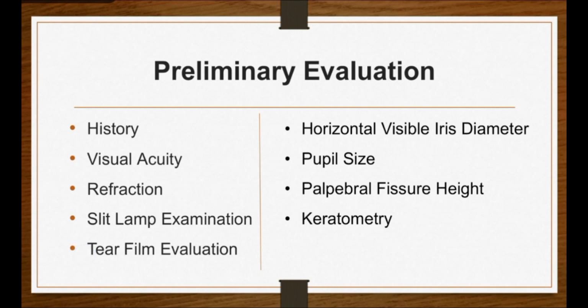Then you have to do the tear film evaluation, which includes the Schirmer test or the tear breakup time, in order to see whether the tear film is stable or not. You have to see the production of tears as well as the evaporation of the tears, whether either factor is disturbed, or whether they are balanced and okay. Because this is a very important thing.